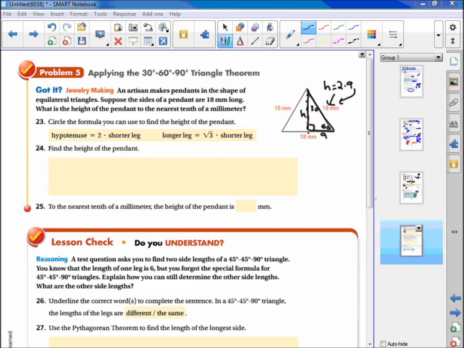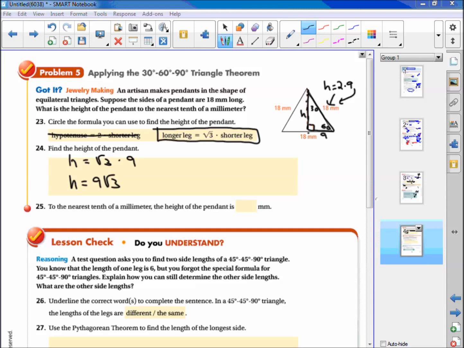Okay, so circle the formula you can use to find the height of the pendant. So we're not looking for the hypotenuse. What we're looking for is the longer leg. And the long leg's formula is square root of 3 times the shorter leg. So find the height of the pendant. So we know that the long leg, we'll call it the height, is equal to the square root of 3 times the short leg, which is 9. So our height here is going to be 9 root 3. There's nothing to solve there.